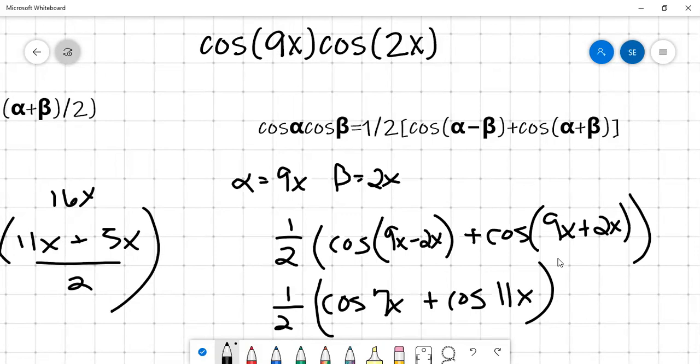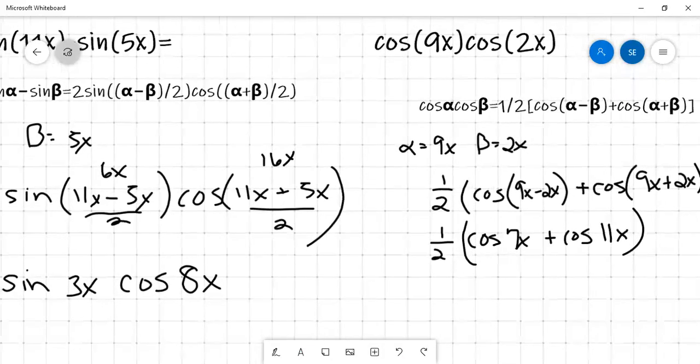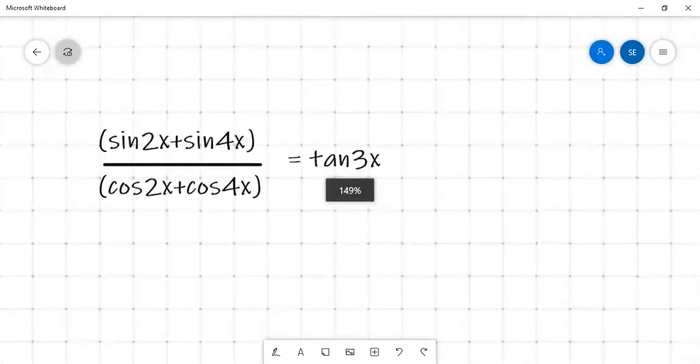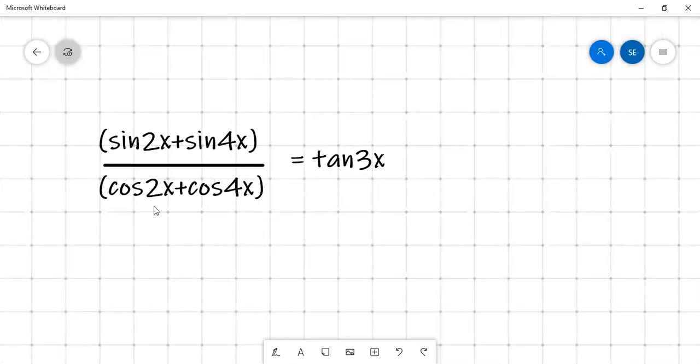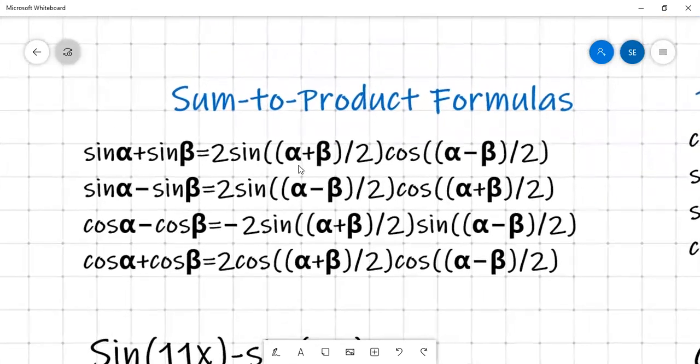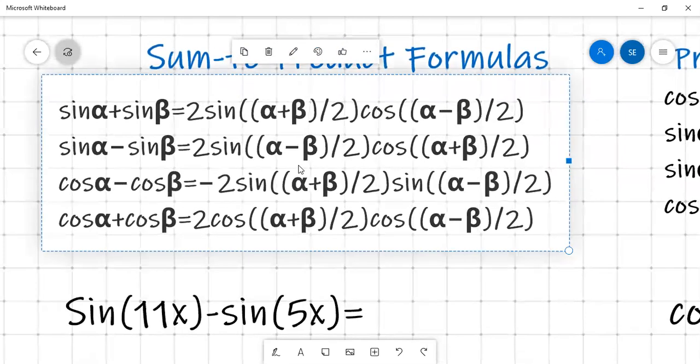Again, if we have a product and we want to expand it into a sum, we find the rule that's appropriate for our product, and we apply that rule. The other way that you'll see these used is to prove some identities. There's one down here. We have sine 2x plus sine 4x, divided by cosine 2x plus cosine 4x, equals tan 3x. So we want to prove this identity. We're going to use our rules, so I'm going to go back up here and look at this. We have a sine plus and a cosine plus.